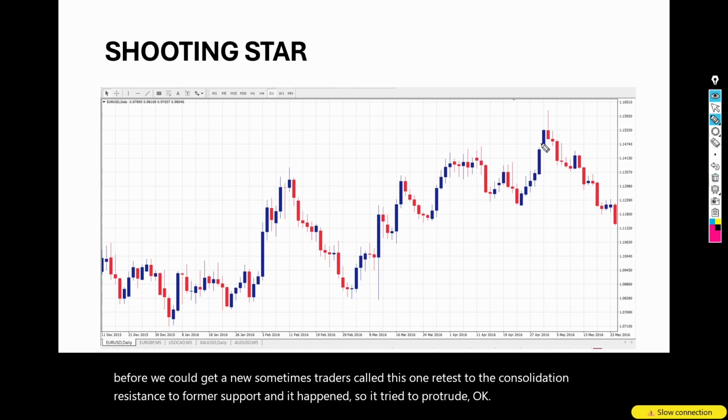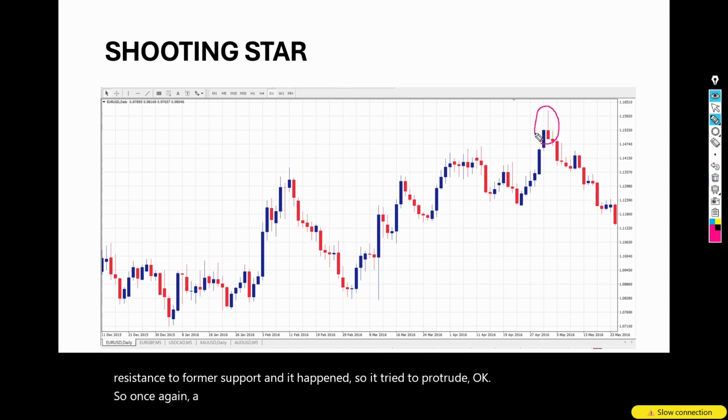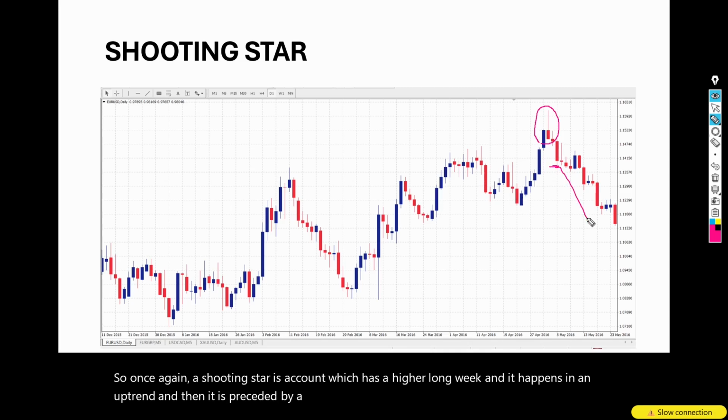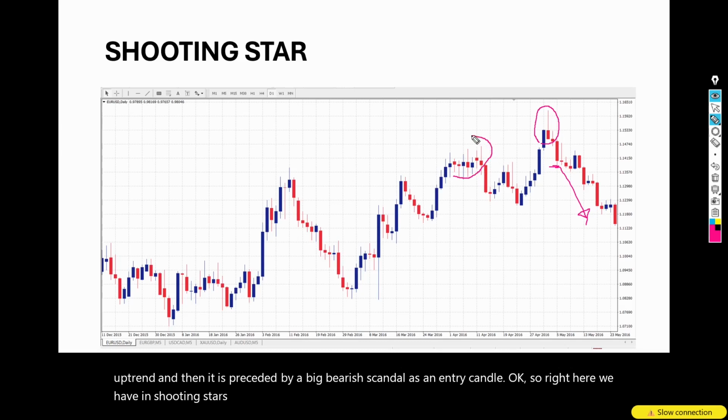So once again, a shooting star is a candle which has a long upper wick, and it happens in an uptrend, and then it is followed by a big bearish candle as an entry candle. Okay, so right here, do we have any shooting stars? These ones are not shooting stars because they have long lower wicks, and these ones are considered as dojis.